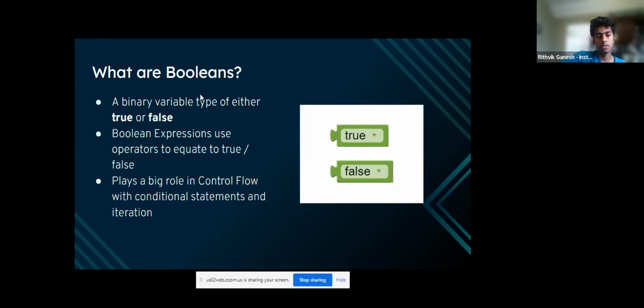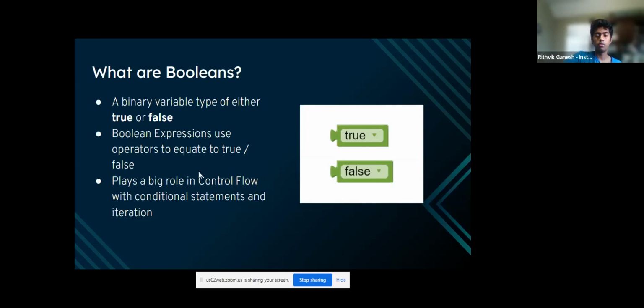Boolean is a binary variable type that's either true or false. And Boolean expressions can use different operators to equate to true or false. For example, if I count the number of times the user clicks a button, and that's equal to 3, then it should return true. If not, then it should return false.